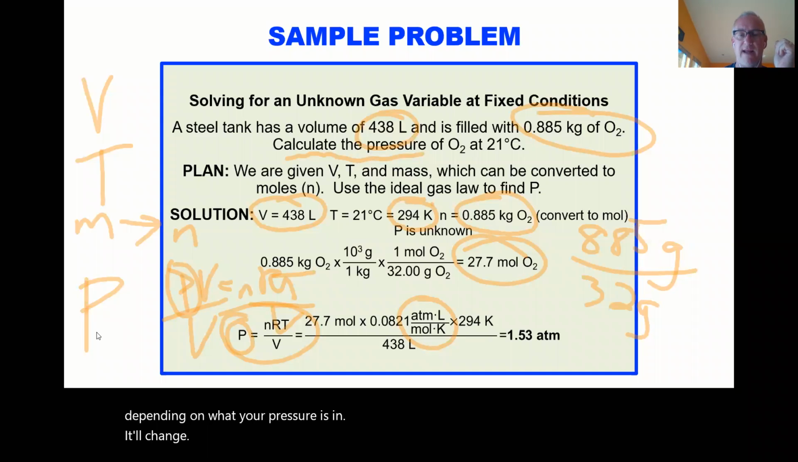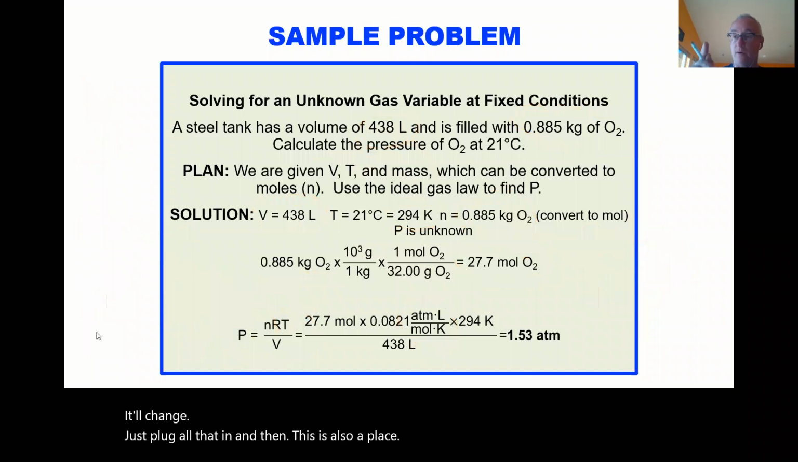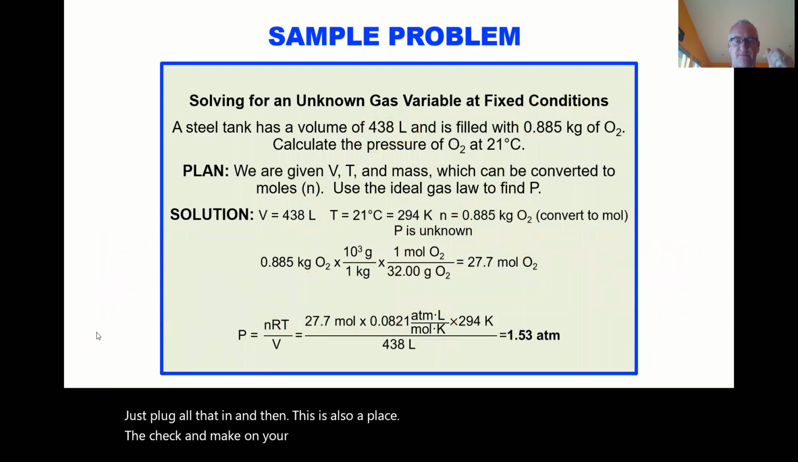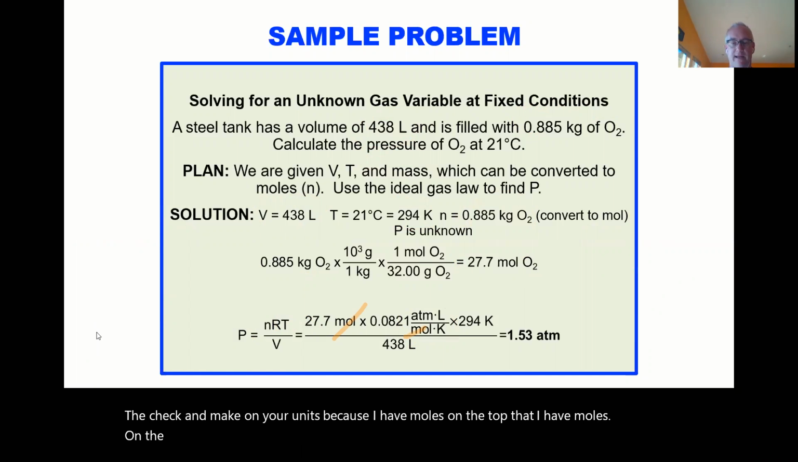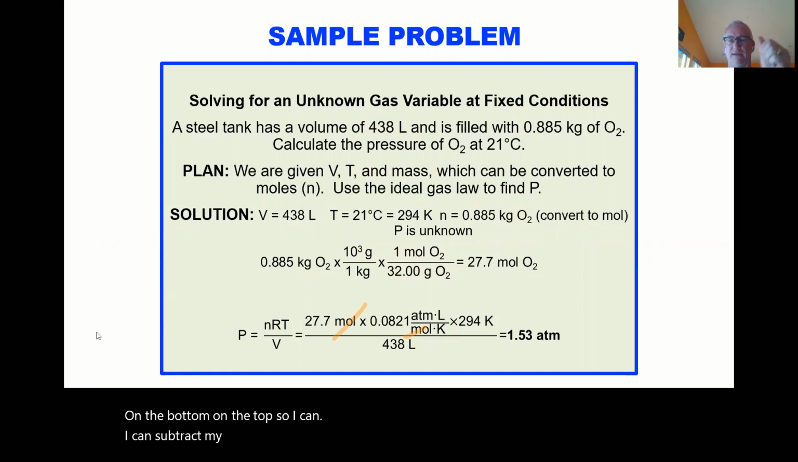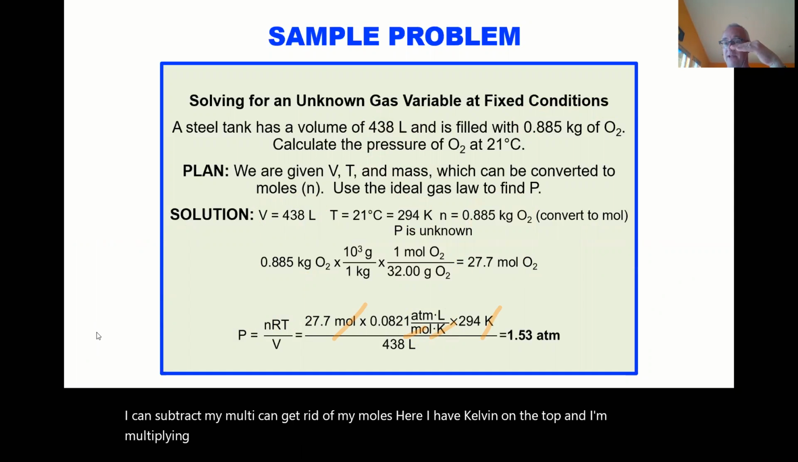So we just plug all that in, and then this is also a place to check your units, because I have moles on the top and I have moles on the bottom. So I can get rid of my moles. Here I have Kelvin on the top, and I'm multiplying by something with Kelvin in the denominator, so I can get rid of Kelvin.